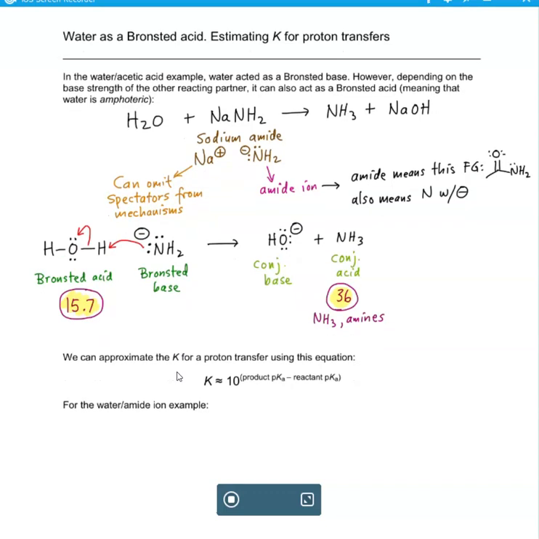So which side is favored? Again, it's going to be the side with the weaker acid and weaker base. We know that the acid with the higher pKa is the weaker one, and so in this case, it's the right side of the reaction that's favored. Weaker acid, higher pKa.